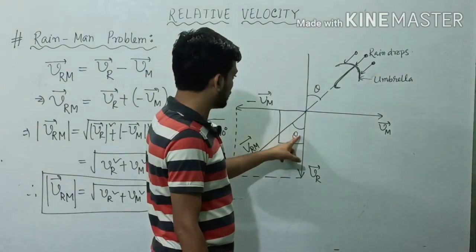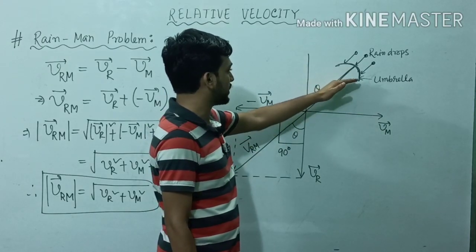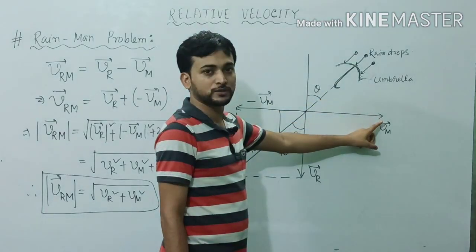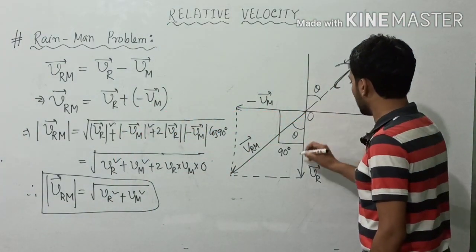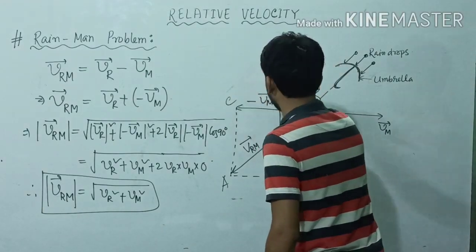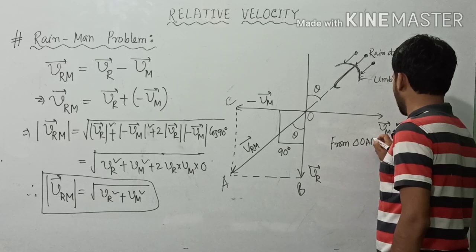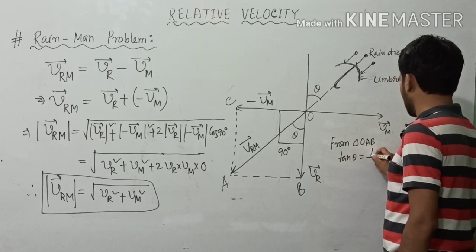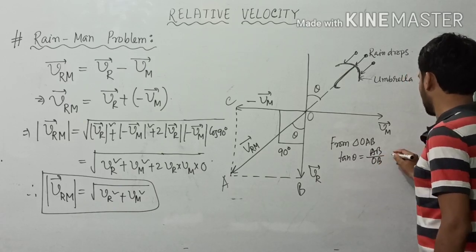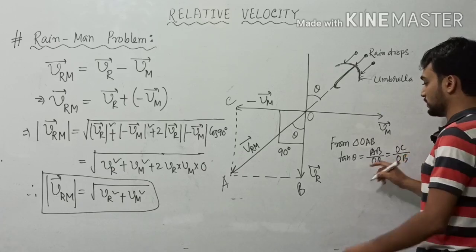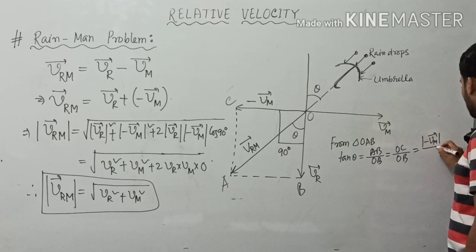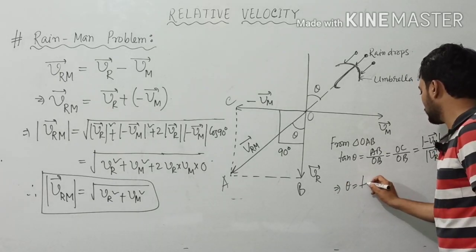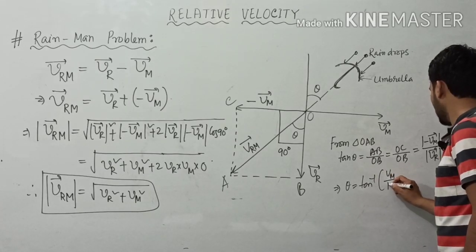Now it's time to know about the angle with which the man should hold his umbrella with respect to the vertical in the direction of his motion in order to protect himself from rain. So this one can be calculated from this triangle OAB, let the third point be C. Now from triangle OAB we get tan theta = AB/OB = OC/OB. Since OC and AB both are same, what is OC? Mod of minus Vm vector, and what is OB? This is mod of Vr vector. So after solving we get theta = tan inverse (Vm/Vr).